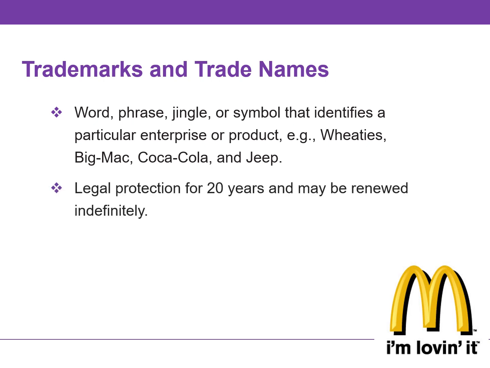The owner of the trademark or trade name registers it with the U.S. Patent Office, which provides 20 years protection and may be renewed indefinitely. Trademarks and trade names have indefinite lives, so they are not amortized. If a company purchases the trademark or trade name, its cost is the purchase price. If a company develops and maintains the trademark or trade name, any costs related to these activities are expensed as incurred.